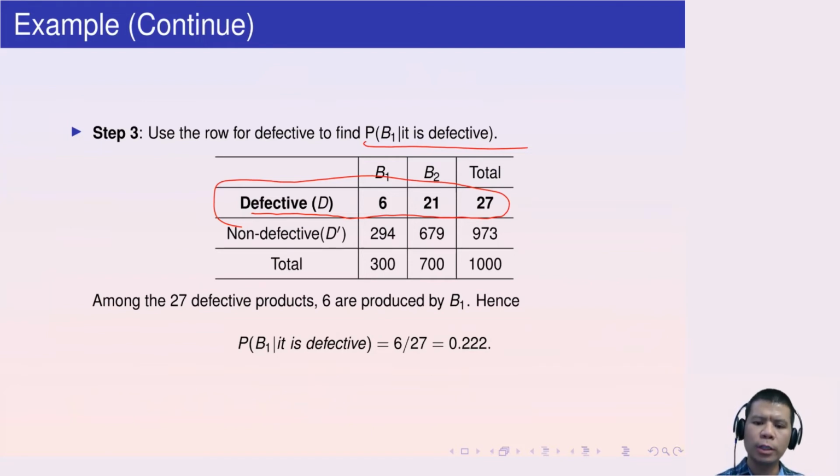Now there are in total 27 defective products, among which 6 of them are made by B1, right? So therefore this conditional probability is simply 6 out of 27. If you round to 3 decimal places, that's 0.222. Okay, so this is how we solve this problem.